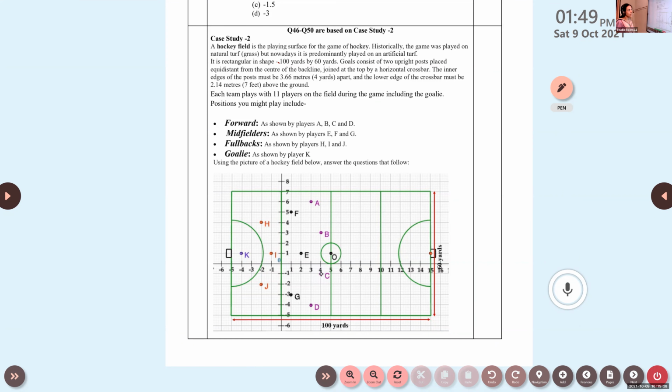Each team plays with 11 players on the field during the game, including the goalie. The positions include forward players, midfielders, fullbacks, and the goalie, and their positions are given here. Forward players play near the central line. Then midfielders, then back players, the fullbacks, along with the goalie. Total 11 players. So this is what is shown. And look at what is asked in the question.